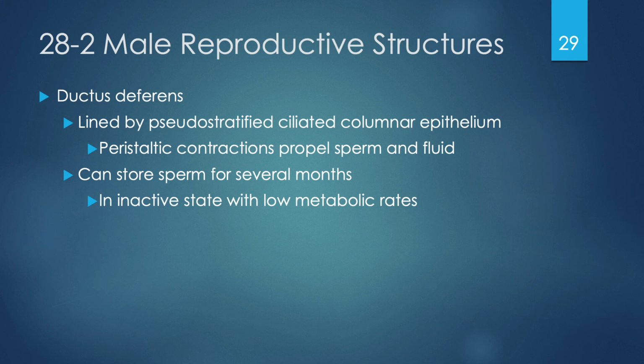And it is here where there are peristaltic contractions that will propel the sperm as well as the fluid that it's in out. Sperm can live here in the ductus deferens for up to several months, and they're in an inactive state at this point. They have very low metabolic rates, and they're just hanging out, almost like hibernating, if you want to think of it that way, waiting for the next step in the process.